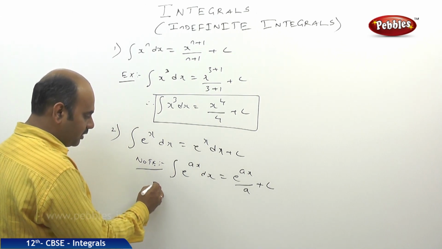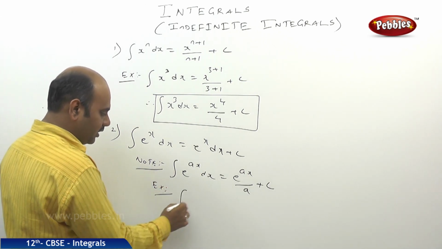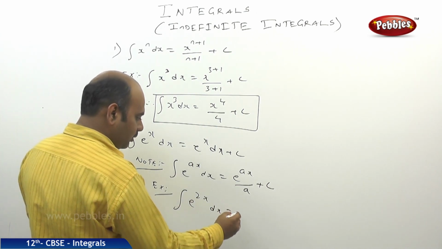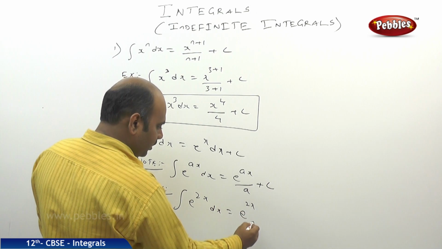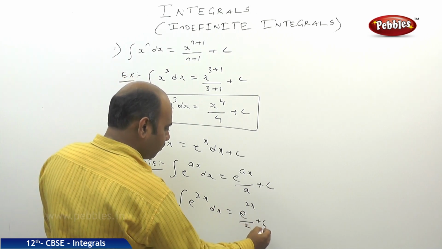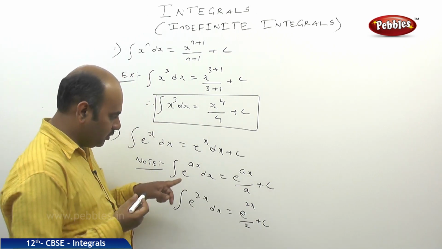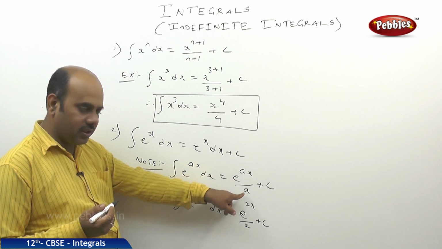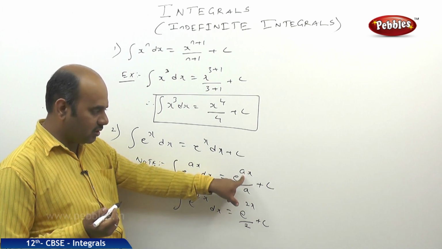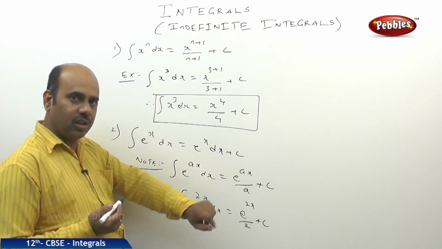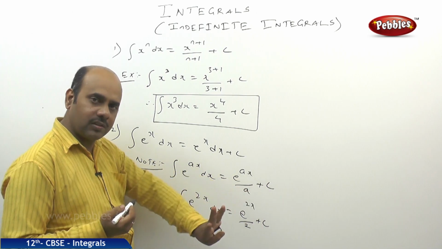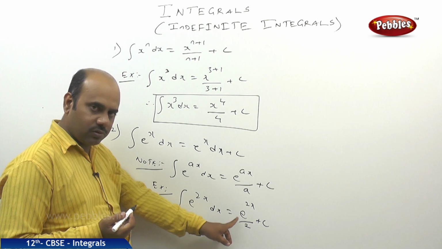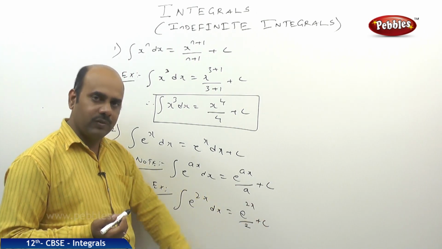For this I will give an example. Integral of e power 2x dx is given to you. So finally, e power 2x by 2 plus c. I think it is clear to you. Integral of e power ax dx is e power ax by a, where the coefficient of x is a and comes as the denominator, and c is called the constant of integration. Therefore integral of e power 2x dx is e power 2x by 2 plus c.